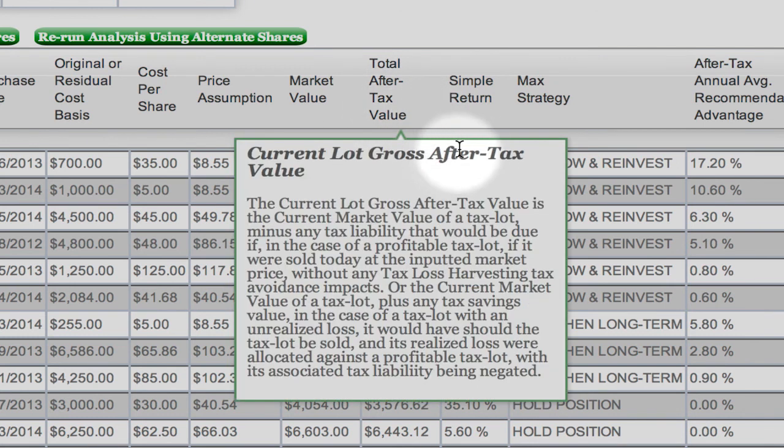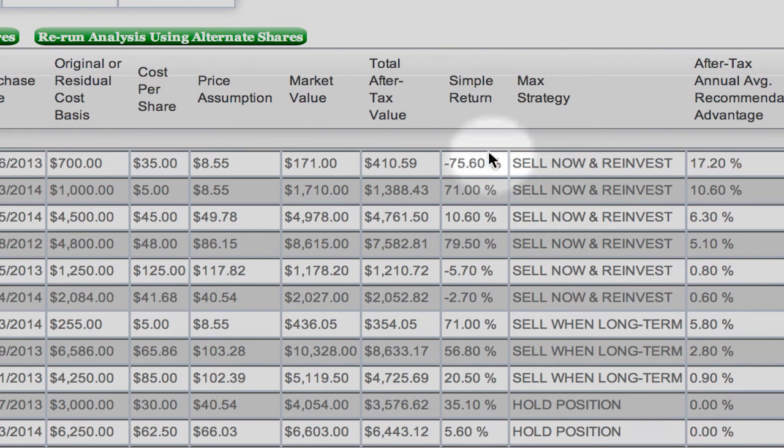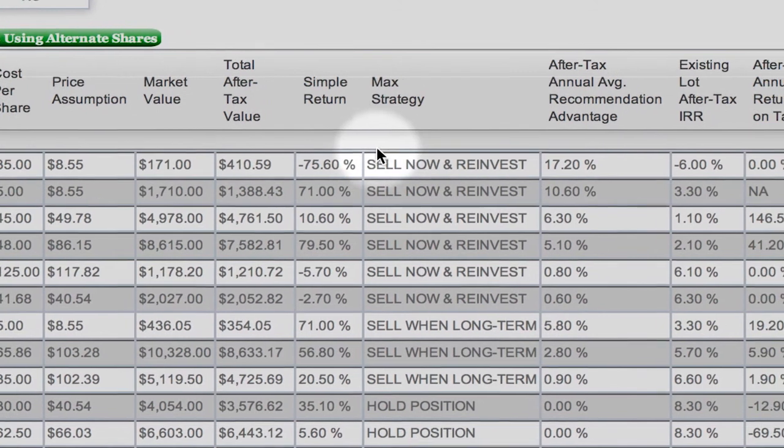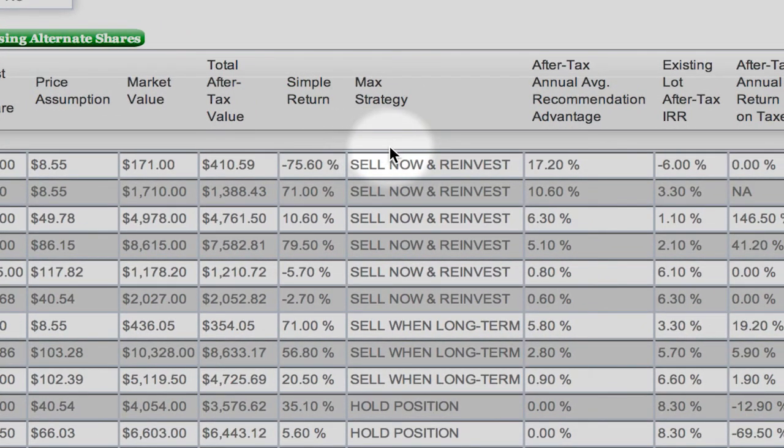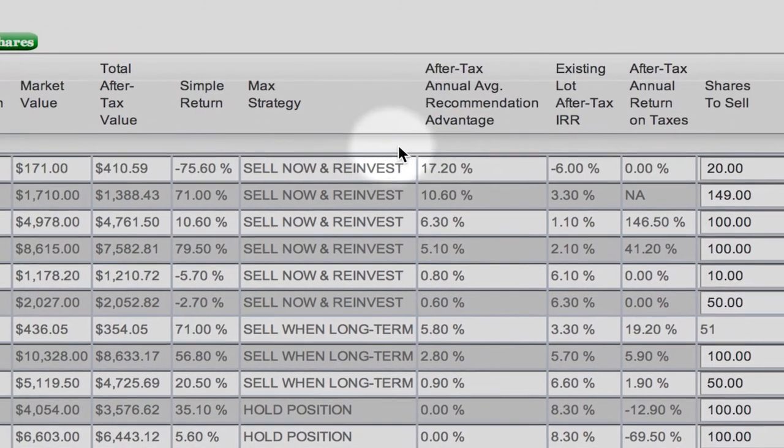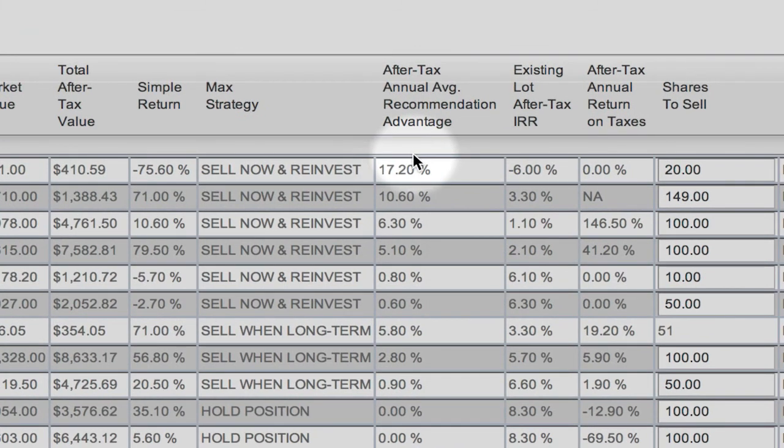Next is the simple return, which is the market price divided by the cost per share minus 1. To the right is the maximum strategy, which we referred to earlier in the video when reviewing the collapsed results set. Then we have the very important alpha value, or what we refer to as the after-tax annual average recommendation advantage. This value is only positive when there is an advantage to selling. The higher this number, the higher a tax lot is recommended to be sold in the portfolio optimization process.